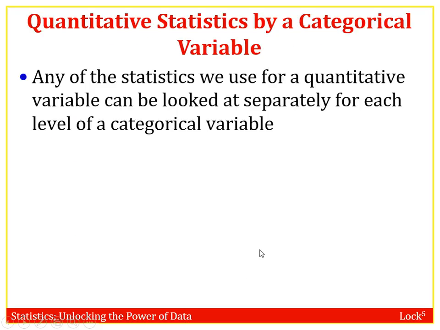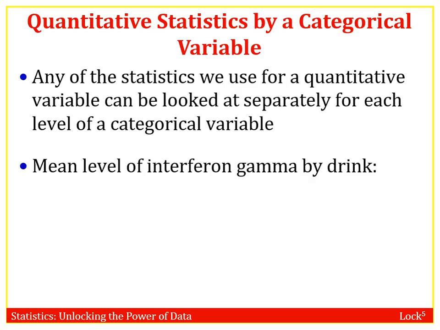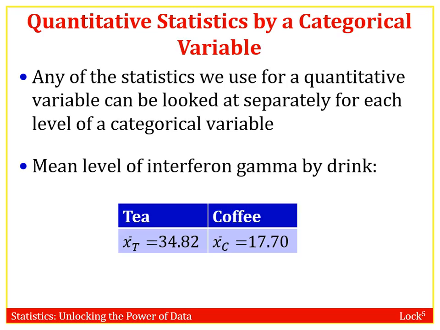So, what can we do? When we're looking at these, all we have to really do is look at our means. And we could figure out the mean of each one. And in this case, the mean of our tea is 34.82. The mean of our coffee is 17.7.